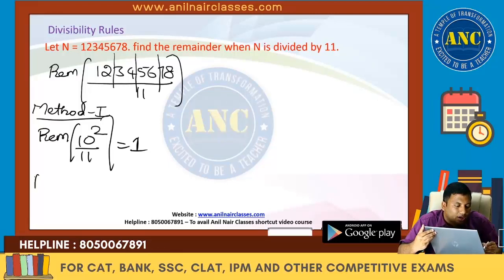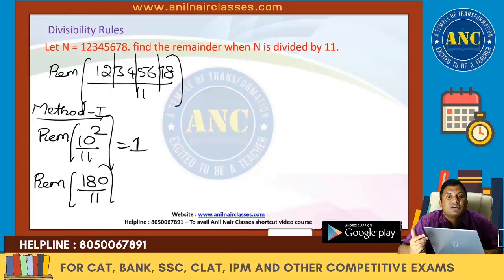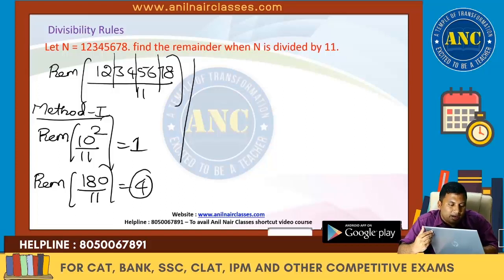If I take a group of 2 digits and add them, 12 plus 34 is 46. 46 plus 56 is 102. 102 plus 78 is 180. 180 divided by 11. 11 16s are 176. Remainder is 4. Method 1, I got the answer 4.